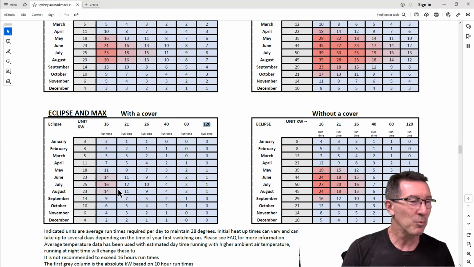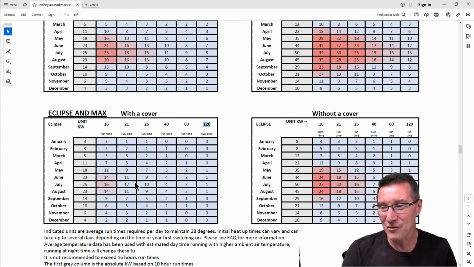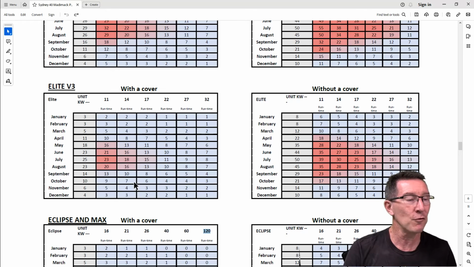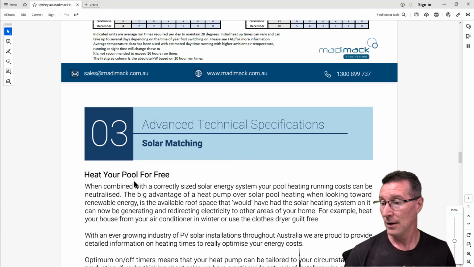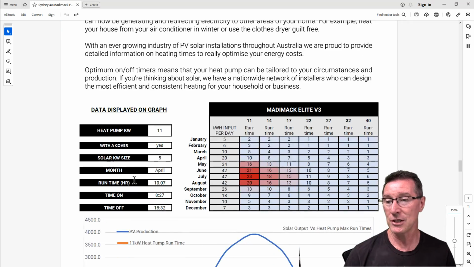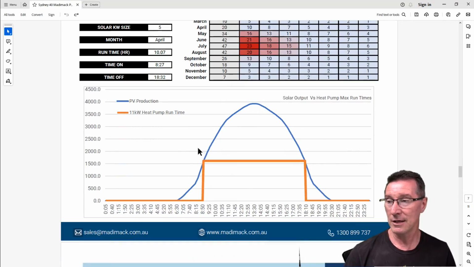And so, even if you bought the bigger unit, you're still going to have to run it for many hours a day to possibly heat it up in the middle of winter. And I don't think we've got the full 40,000 litres either. I think we're actually smaller than that. So heat your pool for free, solar match in, all that sort of stuff. It gives you PV production and the 11 kilowatt heat pump run time, for example.